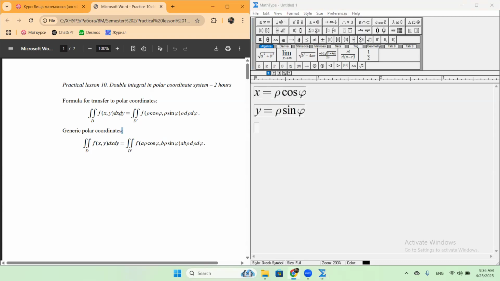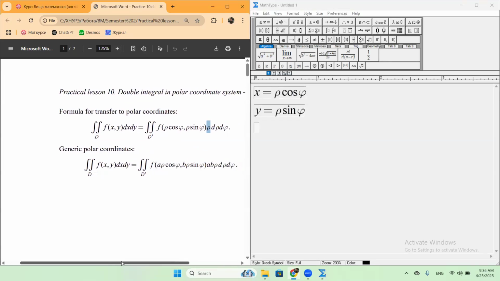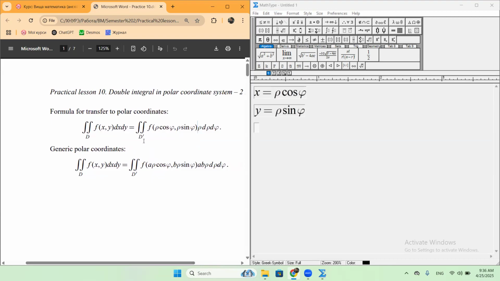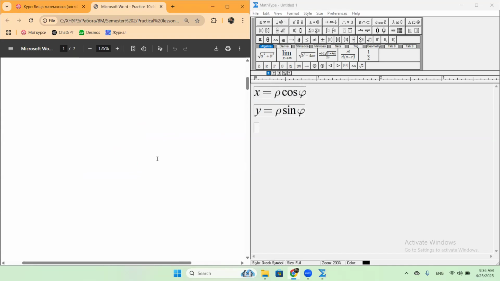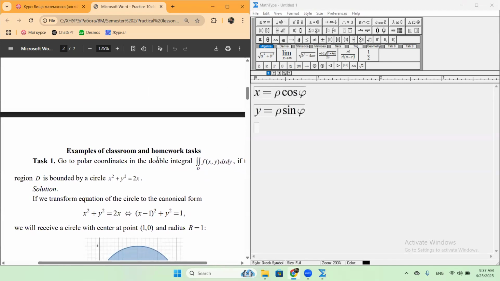And the integral in such case looks like this on the right side: the function depends on rho cosine phi and rho sine of phi, and is multiplied by rho. And also, as we can see here, we have D prime. So it means that the region D is given in another way using variables rho and phi. They are used when we have a round or elliptic region of integration.